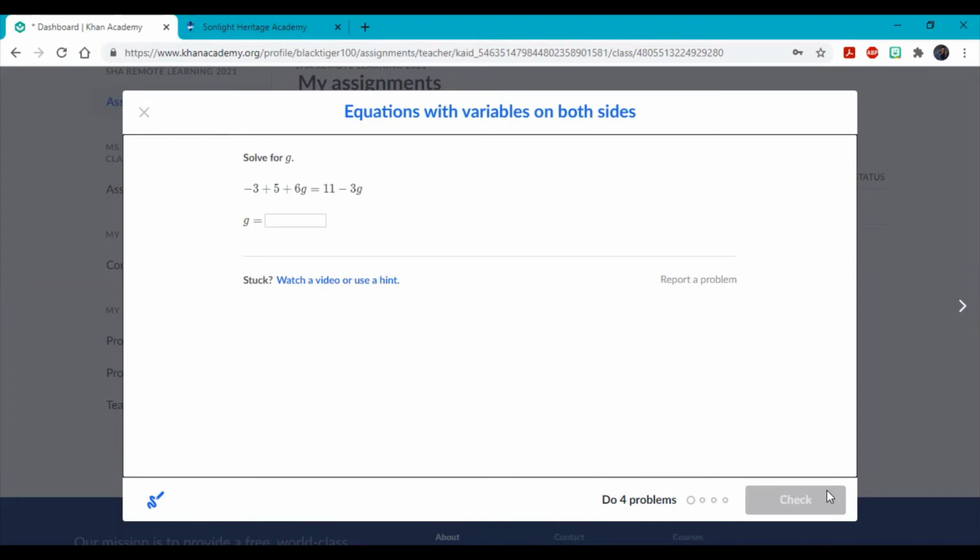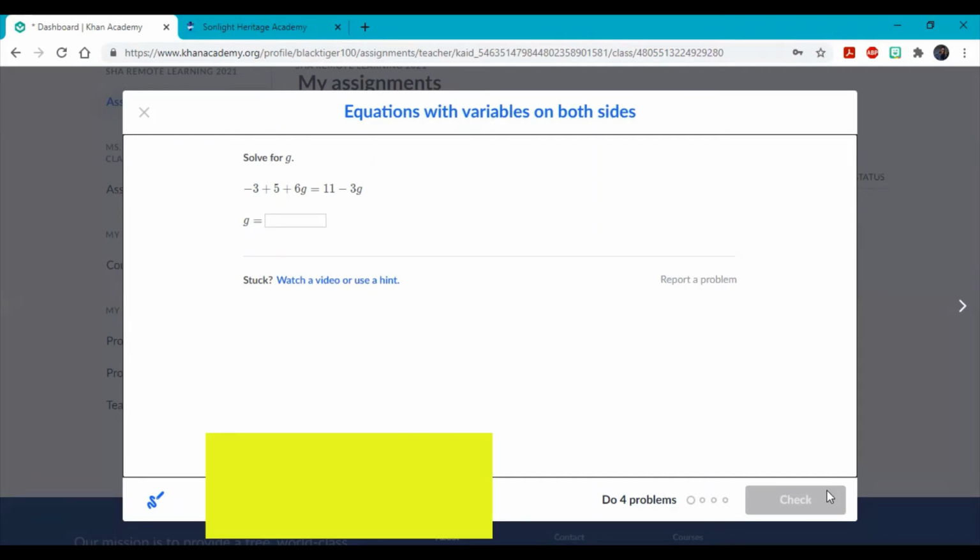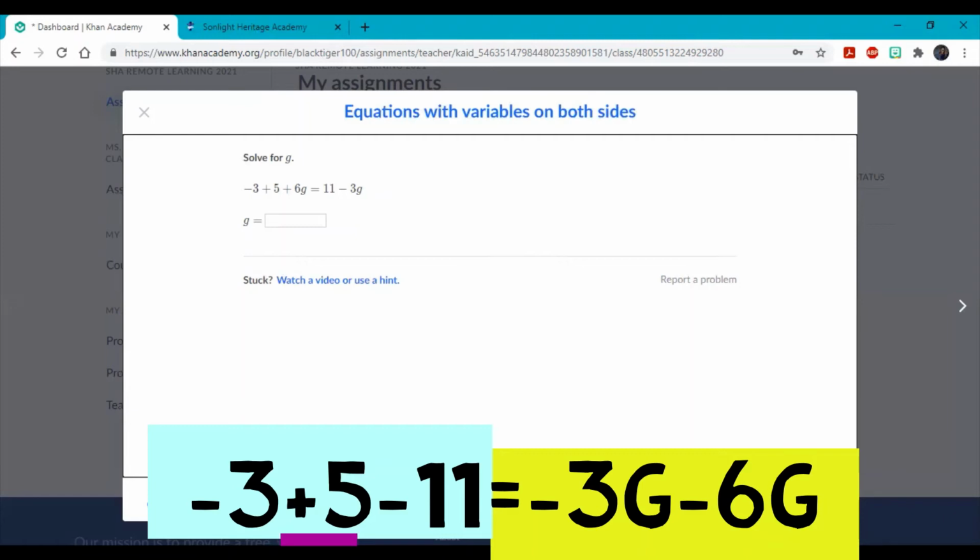Of course, when we move numbers over the equal sign, numbers and variables, the sign changes. So positive 6G will become negative 6G. Positive 11 will become negative 11. So let's rewrite the equation now, having moved the variable and the constant. Your equation will now look like -3 plus 5 minus 11 is equal to -3G minus 6G. Again, we just moved positive 11 over the equal sign, it became -11. We moved positive 6G over the equal sign, it became -6G.